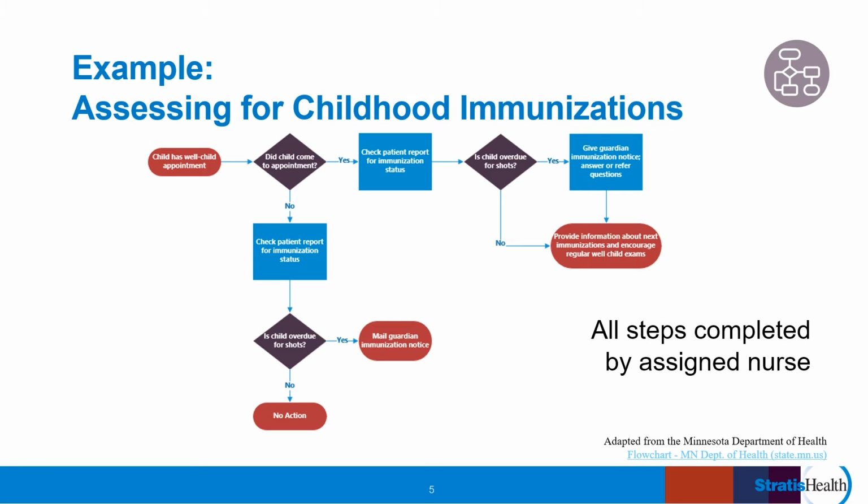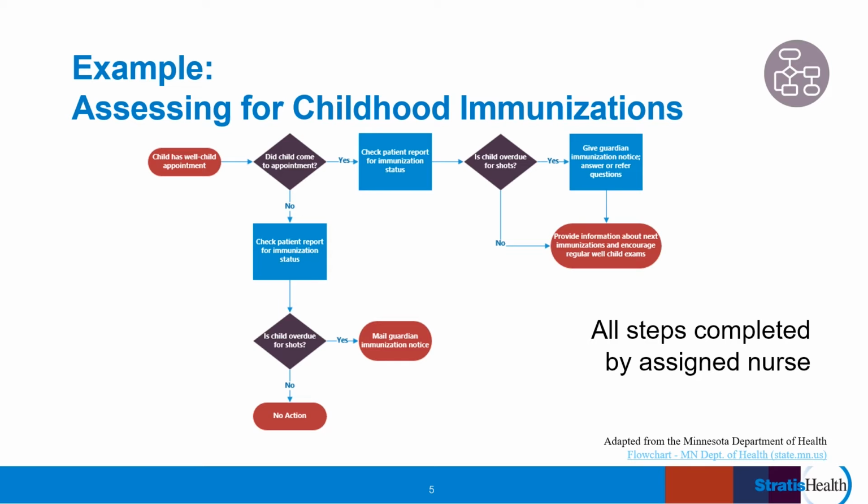This process map details the steps involved in assessing a child for immunizations. In this case, it is noted that all steps in the process are completed by the assigned nurse. So the color coding is representative of kinds of steps in the process. The process starts in the red oval at the top left when a child has a well-child appointment with a primary care provider. Right away, we have a decision point. Did the child come to the appointment?